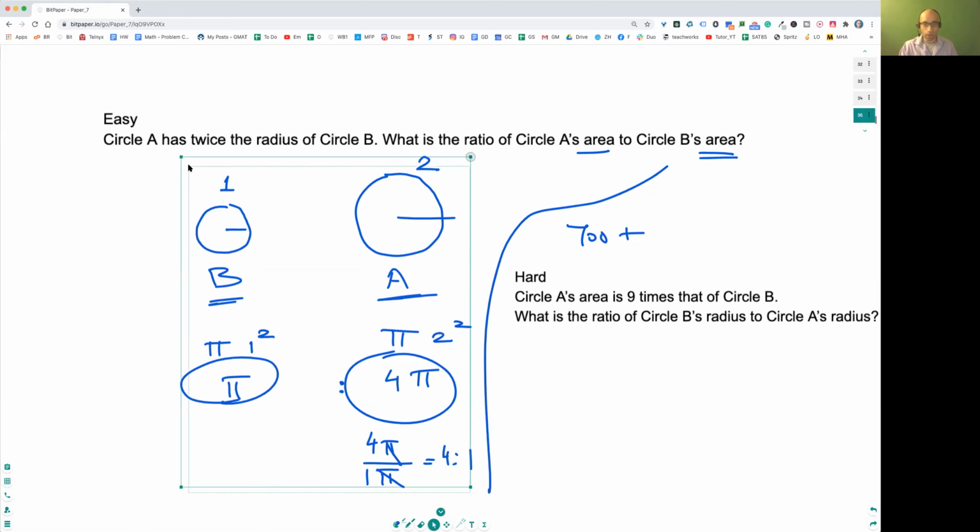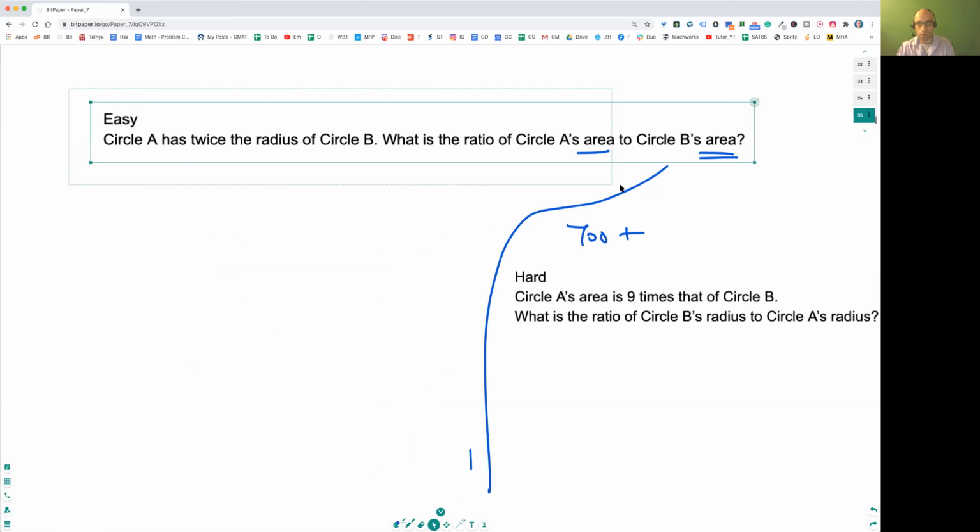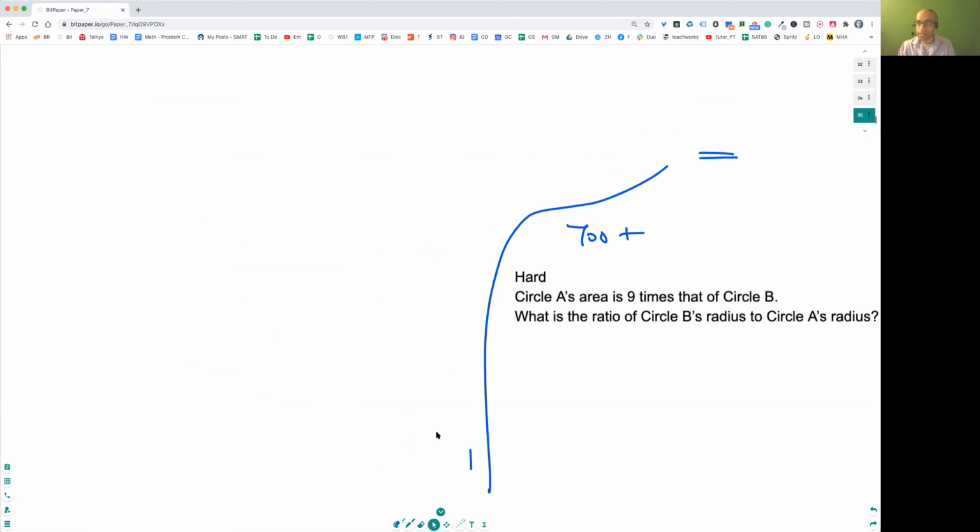Let me get rid of this, and we are going to solve another problem. By the way, yes, these are all calculator problems, but the problems that I'm showing you, you don't even need a calculator, even though it's going to be on the calculator section. You don't need a calculator to solve these type of problems, okay? So let's try this one.